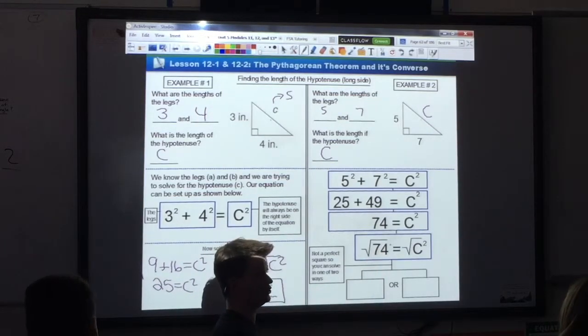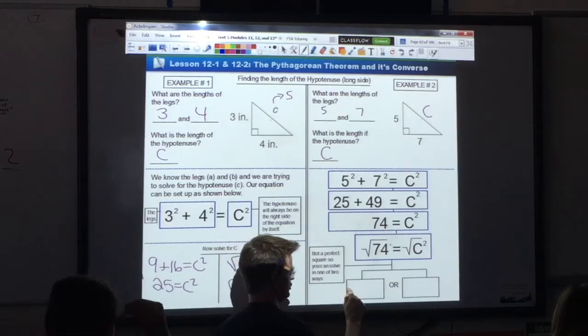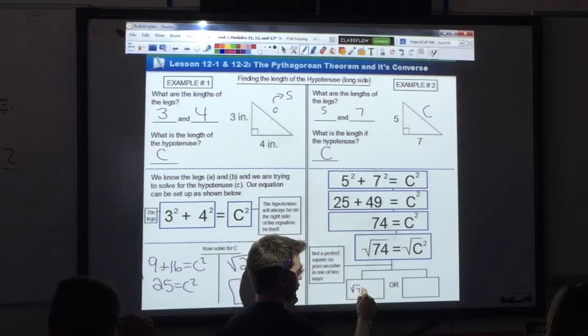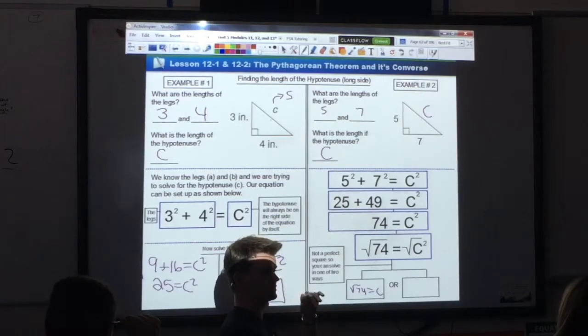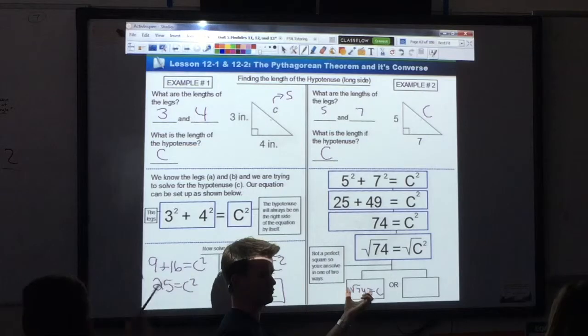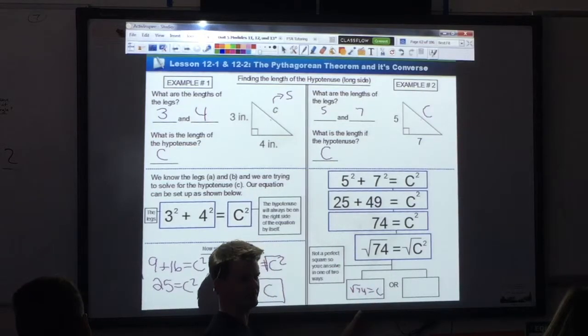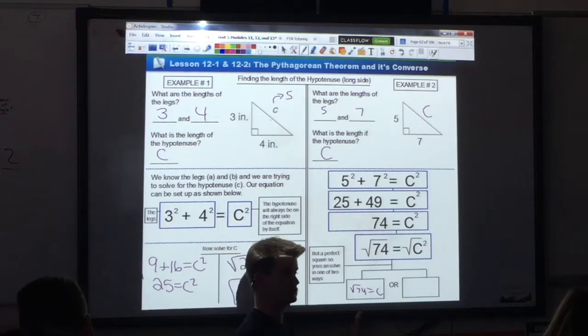There's one of two ways you can answer this. One, you can write the square root of 74 is equal to c, because it is technically the square root of 74 is equal to just c. Or you can actually take the root. I would round to the nearest tenth. On a quiz or a test, I'll tell you exactly what I want. I will never ask for this answer. The reason I'm showing you this is because this may pop up on your FSA. This may be a viable choice, just so you've seen it.